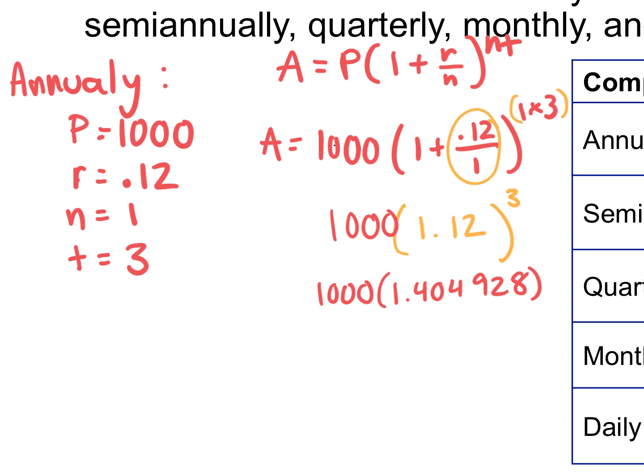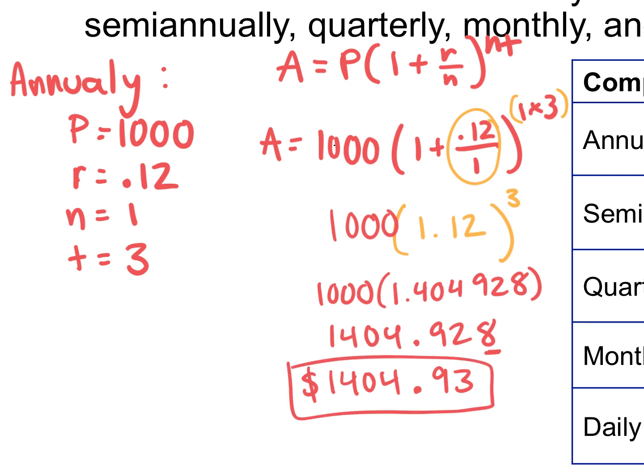So then I can just multiply this times 1,000. So we get 1,404.928. If I'm dealing with money, how many decimal places do I want? 2. So we have 1,404.93. Awesome. The 8 tells us that we have to round the 2 up to 3. So $1,404.93.